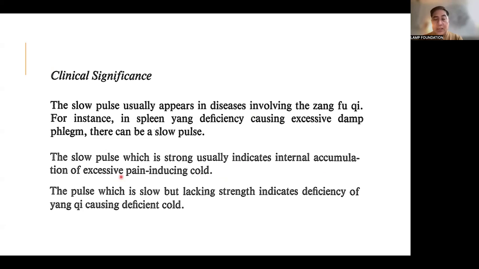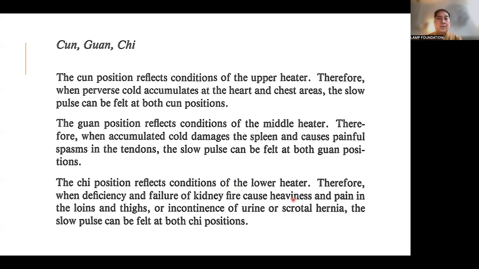So that means your patient must be in pain kasi lamig na lamig siya, no? The pulse, which is slow but lacking strength, indicates deficiency of yang qi, causing deficient cold or empty cold.